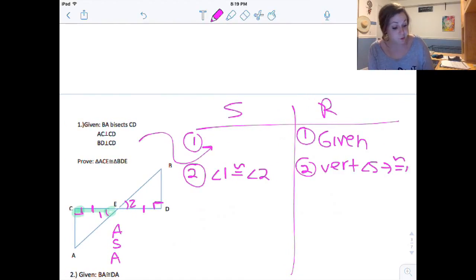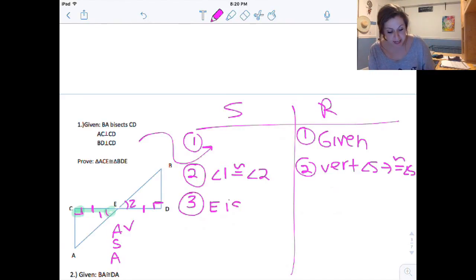Again, don't just tell me vertical angles. That's like screaming toast at me. Make sure that you know vertical angles are congruent. So that's an angle. Now, a side, well, I'm told that this bisects it. So a bisector gives me a midpoint. So here's what I can say.